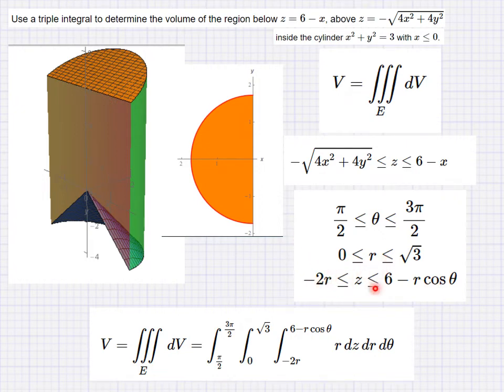Then as far as the rest of it goes, r and theta will come from this picture. R, again, is the distance out from the origin, and that would be between 0 and the radius, which is root 3. And theta is this rotation this way, okay? And so it starts here and has to go to here. So this would be pi halves, okay? And then this would go to 3 pi halves to give us this half of the circle. So the rotation would be from pi halves to 3 pi halves.